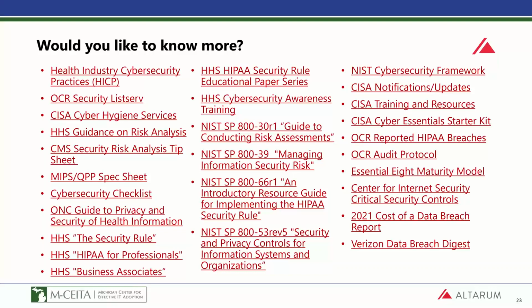You can also review the HHS guidance on risk analysis, which we're doing that for the bulk of this presentation. And you can review that guidance yourself and more. There are other resources here, the CMS Security Risk Analysis Tip Sheet and the MIPS QPP Spec Sheet. Those are both tailored to the promoting interoperability requirements. The Cybersecurity Checklist that's linked is an excellent tool. The ONC has a guide to privacy and security of health information. There are a number of different HHS guidance documents and websites you can review.